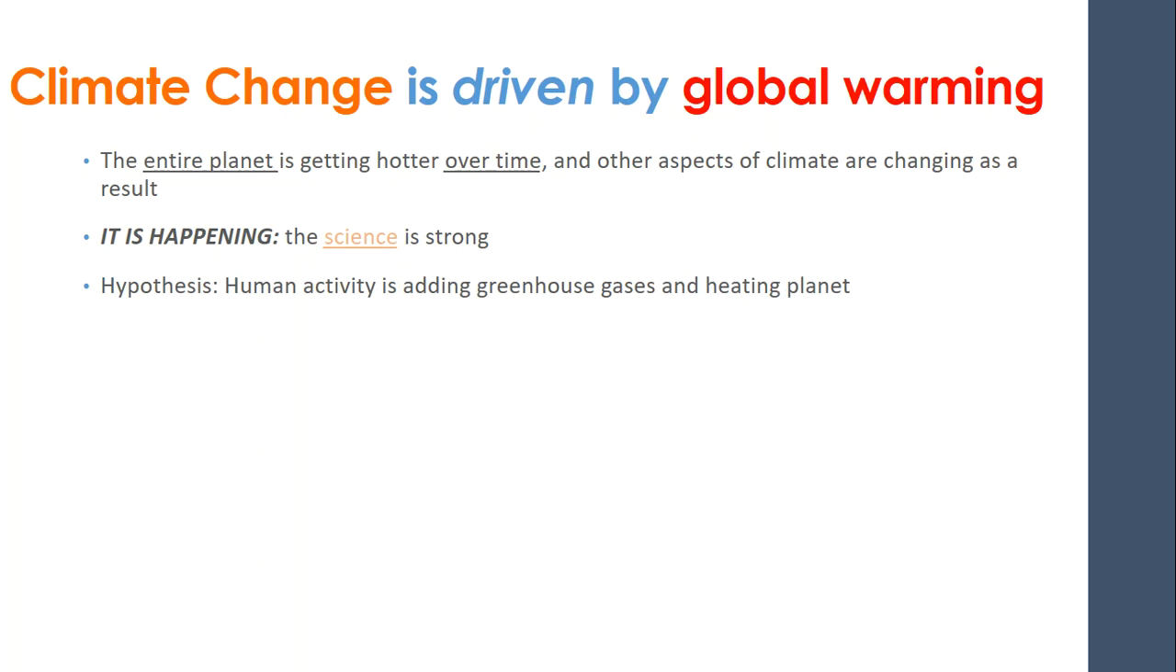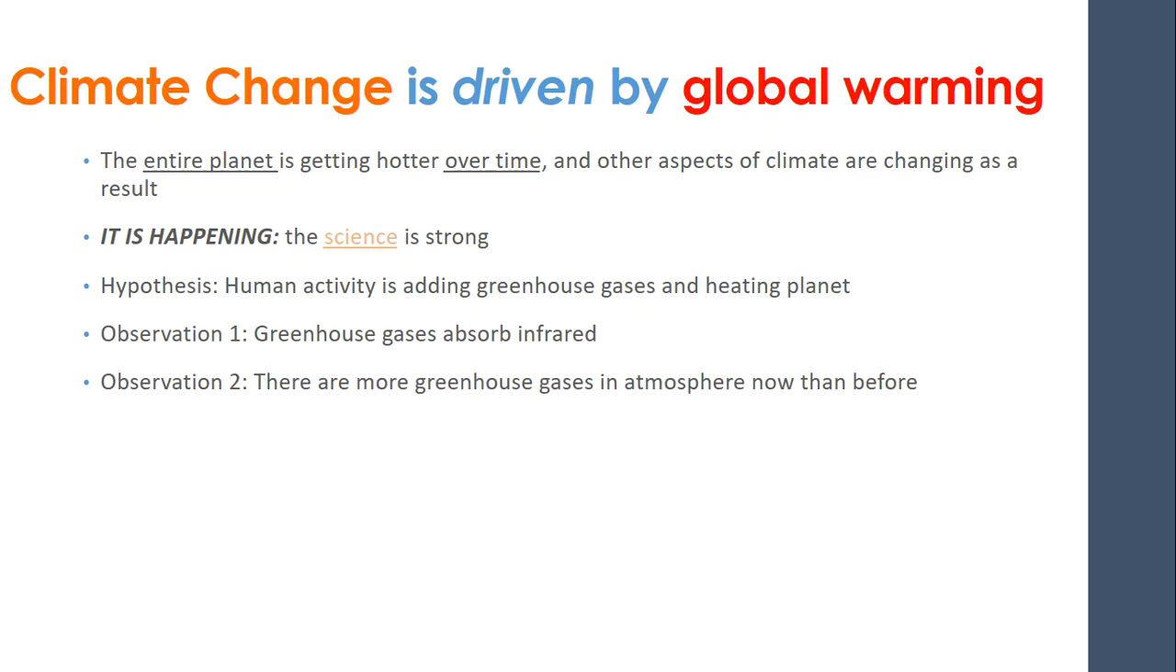If we have a hypothesis that says human activity is adding greenhouse gases and heating the planet, that is the essence of climate change. We've added a bunch of greenhouse gases to the atmosphere, and because of that, the planet is heating up. We know this from a couple of very basic observations. One, greenhouse gases absorb infrared heat, which we talked about previously. As solar radiation comes into the planet, it's re-radiated as infrared. Some of that is trapped by our greenhouse gases, and we need that to happen in general, or otherwise the planet would be uninhabitable. But we've added more greenhouse gases, so now more of that infrared is being absorbed than previously. Observation two, there are more greenhouse gases in the atmosphere now than there were before.